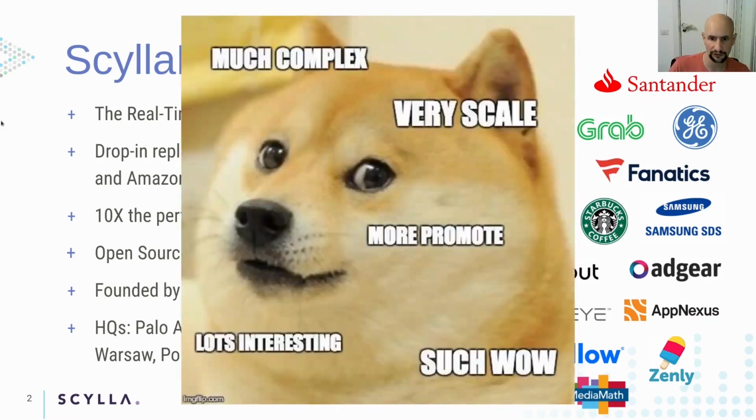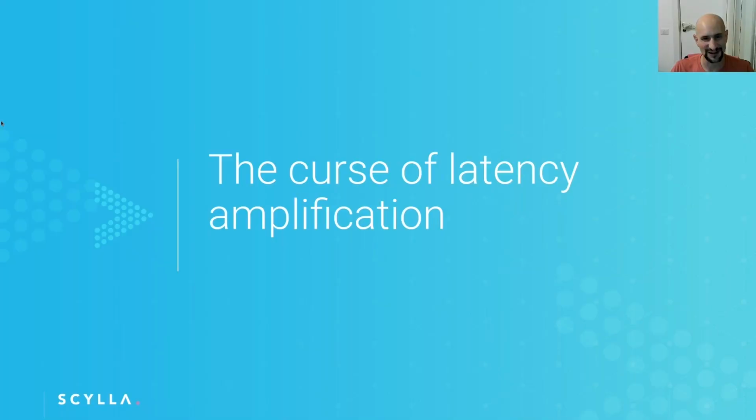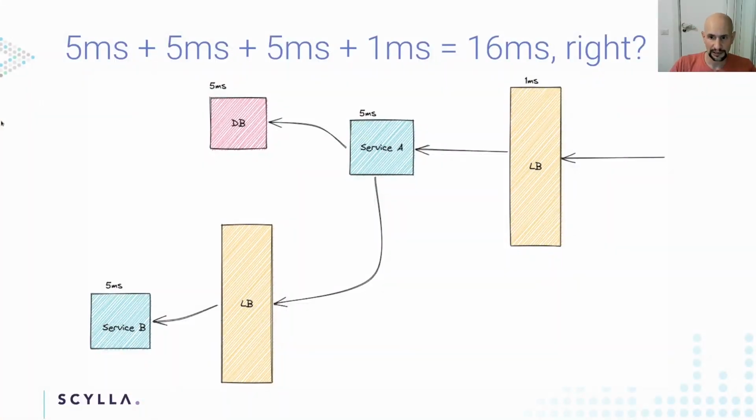But of course we're not here to talk about Scylla, so let's move on to talk about latency amplification. So what is latency amplification? Let's take this diagram, for example. This is basically a system that has two services, A and B, that talk to each other. A executes a sub request to B, and also has a database.